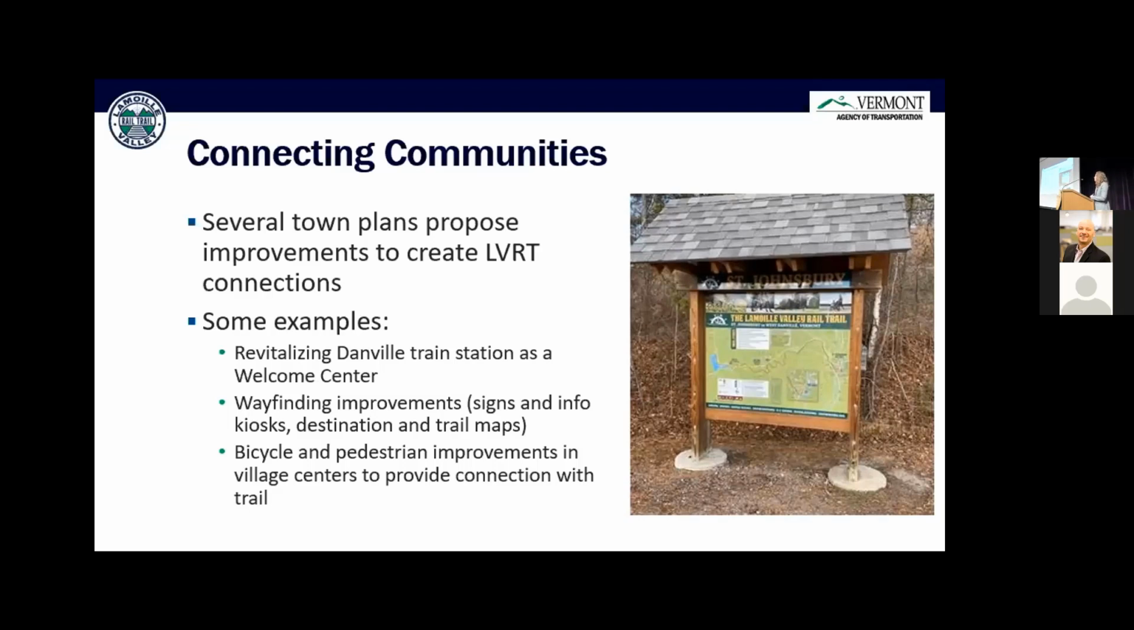And we've also been digging into some of the work that's already been done on some of the existing sections or plans that are getting into place with the anticipation of the completion of the trail. Several town plans propose improvements to create connections to the LVRT, really leverage this asset to bring folks into the communities, and also to help folks get onto the trail as a recreation transportation corridor. Some of the examples that we've pulled out of the literature so far, revitalizing the Danville train station as a welcome center, some of the wayfinding improvements that have been done, like the kiosks that you see on the screen here, pointing folks in the right direction, and many bicycle and pedestrian improvements to make those critical connections to town centers and villages along the corridor.